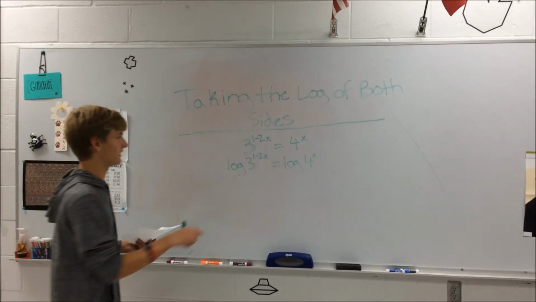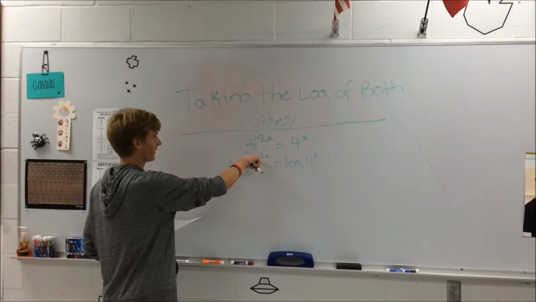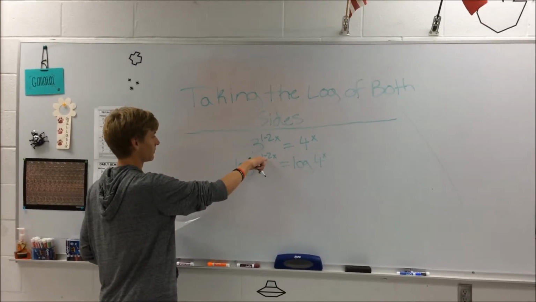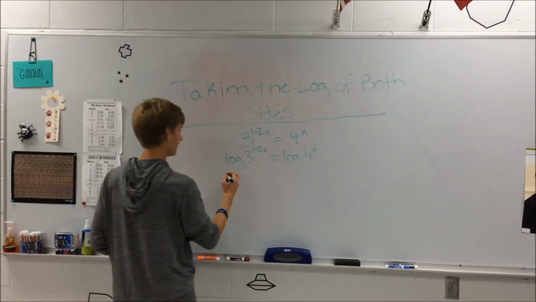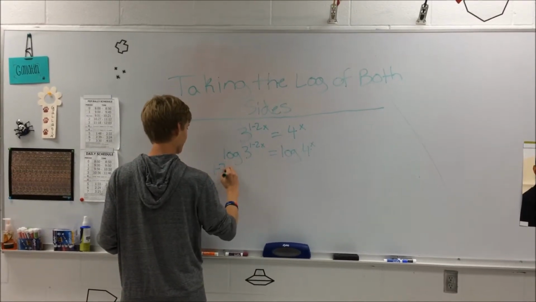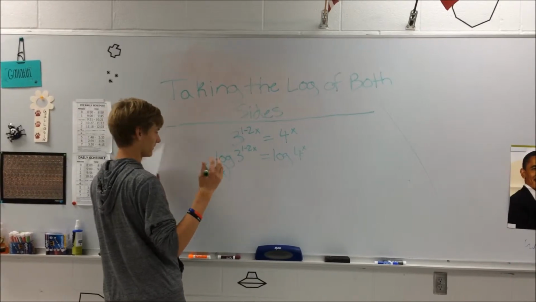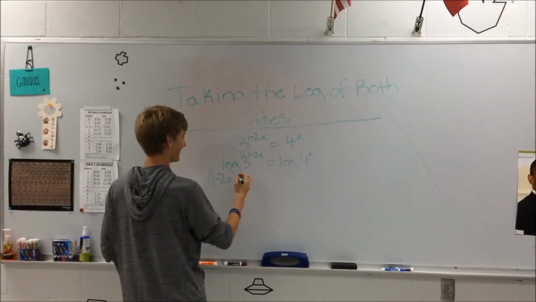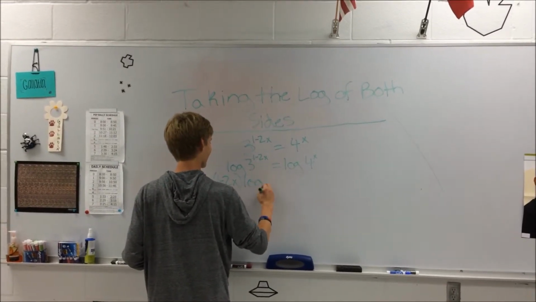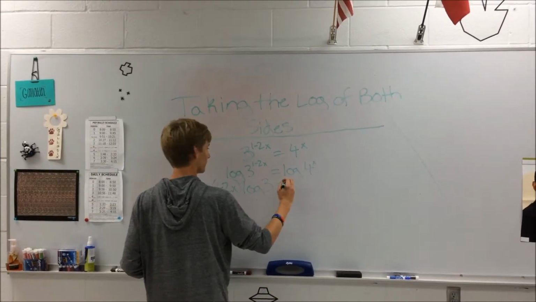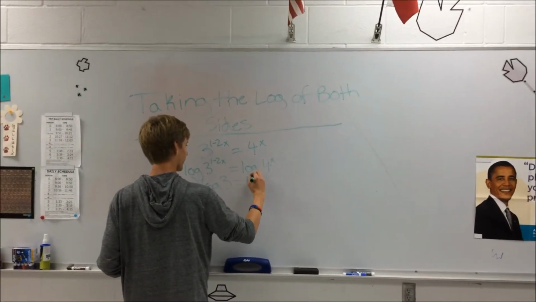So next we want to take these exponents, and using one of the properties, move it to the front. So 1 minus 2x in parentheses, because it's one factor, and then log 3 equals x log 4.